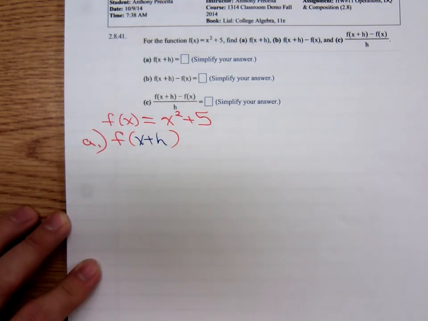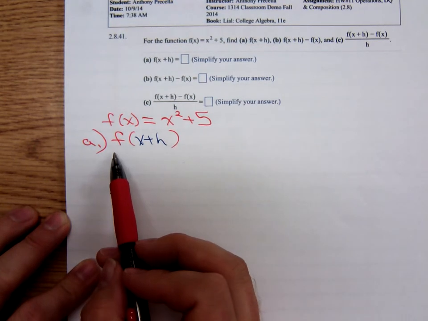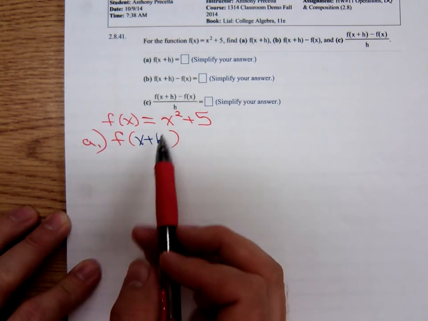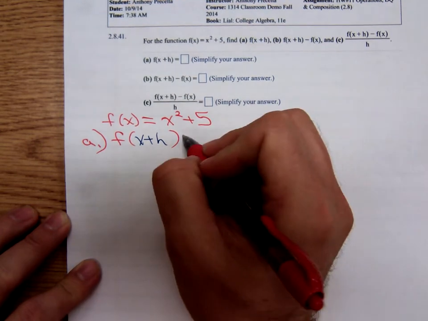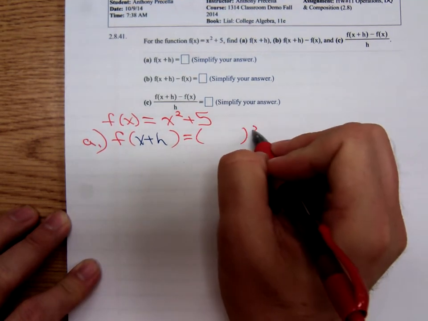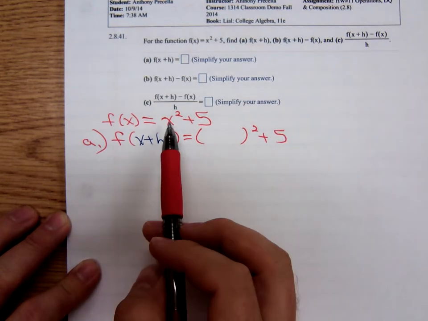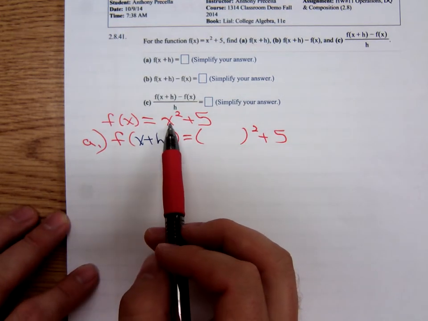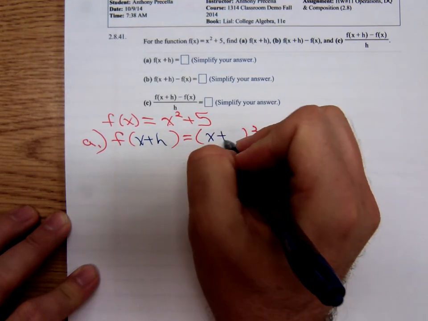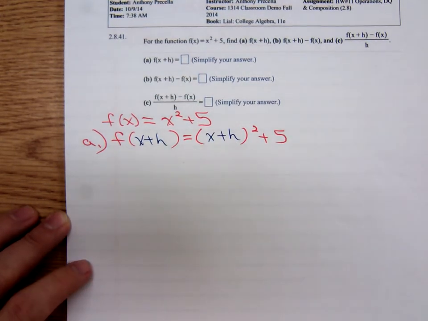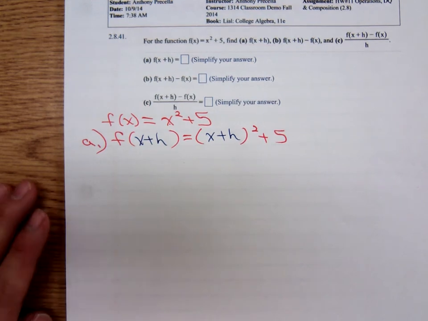That's saying go to the function f and replace any variable you see with the expression in the parentheses, that x plus h. So we come up here to f, and we're going to replace that x with the blue x plus h. And now it's a matter of simplifying this.